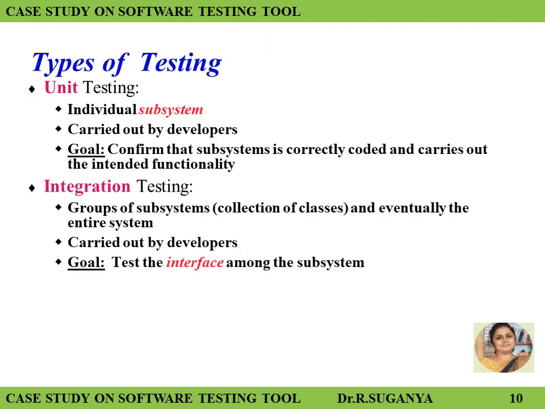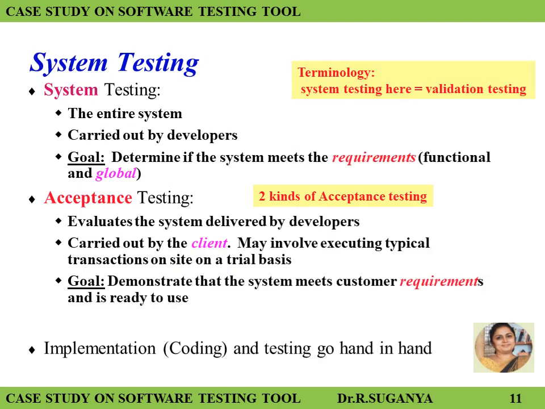And for debugging, we have correctness debugging and performance debugging. Types of testing: unit testing covers the individual subsystem and is carried out by developers. The main goal is to confirm that the subsystem is correctly coded and carries out the intended functionality. Integration testing covers groups of subsystems, collections of classes and eventually the entire system. It is carried out by developers. The main goal is to test the interface among the subsystems.